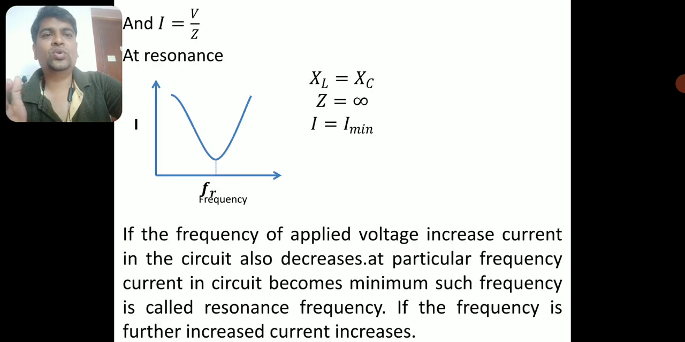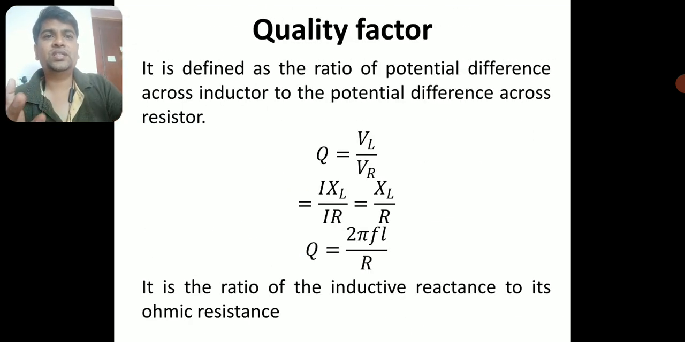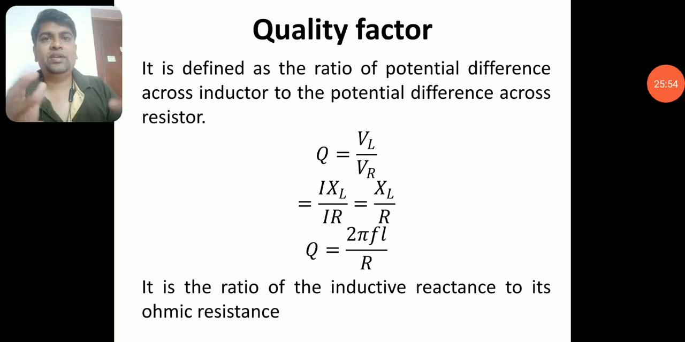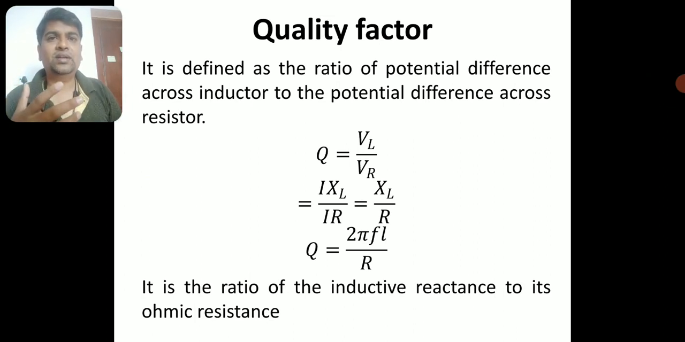There is no role of resistance here. Resistance will not decide the resonant frequency. If you increase or decrease the resistance, it is only the sharpness of the curve which varies, not the resonant frequency. So resonant frequency is decided by the value of inductor and the capacitor in the circuit, not the value of the resistance.